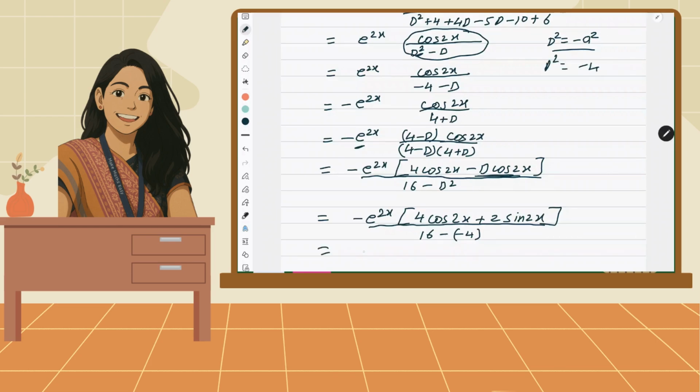So now I have minus e to the power 2x, (4 cos 2x plus 2 sin 2x) upon 20. So this is my PI. This is the PI which I have got: minus e to the power 2x upon 20, (4 cos 2x plus 2 sin 2x). Okay, so now let us move to the next question.